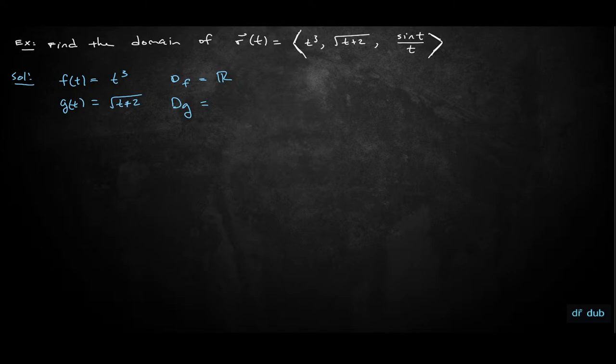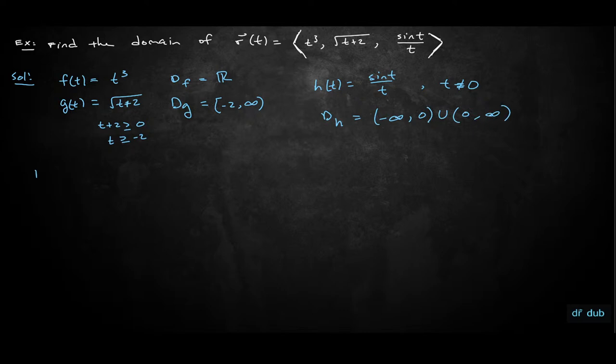So the domain here, well, we need t plus 2 to be greater than or equal to 0. So that means we need t to be greater than or equal to negative 2. So the domain of g is negative 2 to infinity. And h of t is sine of t over t. And the domain of h, well, what do we know? We know t cannot be equal to 0. So the domain of h is all real numbers without 0. So that's minus infinity to 0, not including 0, and then 0 to infinity.